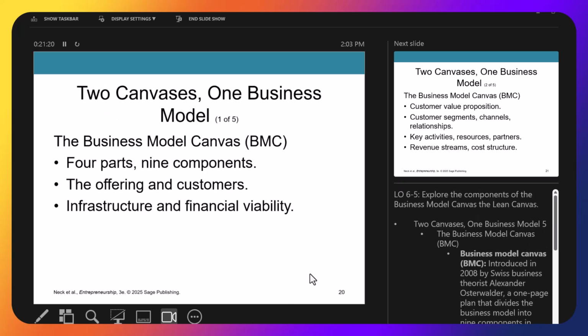So when we look at the business model, four parts, you've got nine components: the offering and customers, infrastructure, financial viability. So the offering and the customers: are you offering something to the right people, to the right customers? You could have the right offer and a good idea, but it may not be the right customers.